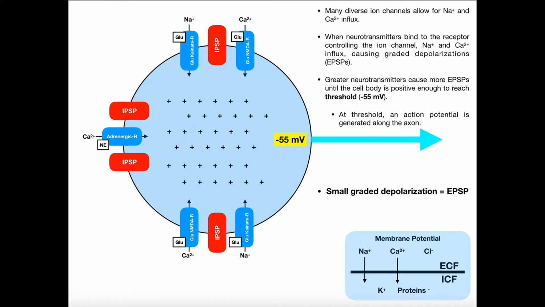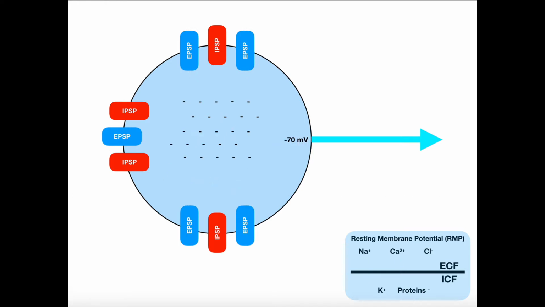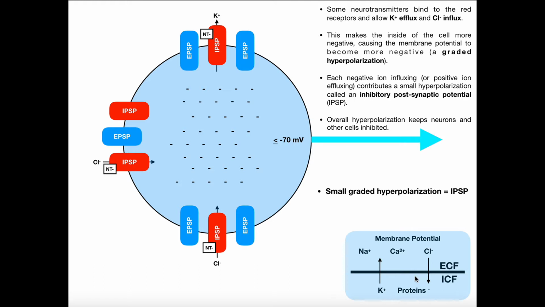But what about IPSPs? Now again, we talked about the distribution of ions here at rest. So we're back to rest again. Let's think about this. We've got sodium and calcium on the outside of the cell, chloride's also on the outside of the cell, and then potassium ions are on the inside of the cell. Well, let's think about what ways we could actually make the inside of the cell more negative. We looked at how to make it more positive. How could we make it more negative? Well, here's the answer to our question.